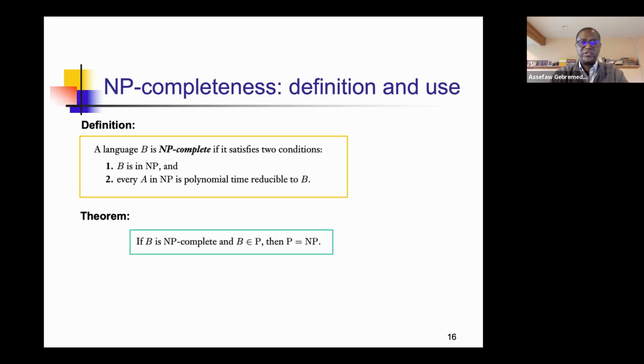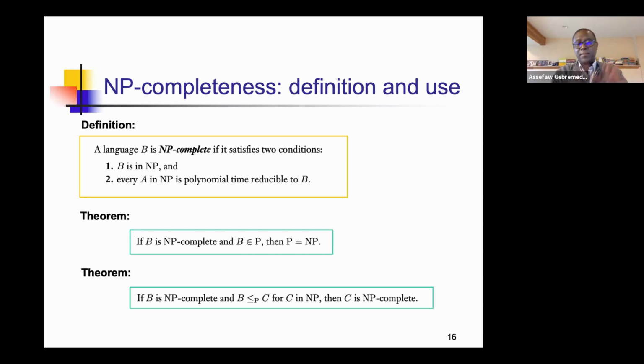Now with this definition, if a language B is NP-complete and B is in P, the one that's NP-complete happens to be in P, then we got an answer for the first question that we had, whether P is equal to NP, and it will be affirmatively answered. P will be equal to NP because now I can go solve every problem in NP in polynomial time also, and that will be the result of this theorem. But this is not what we think the truth is. The truth is the other way around, that they are not equal.